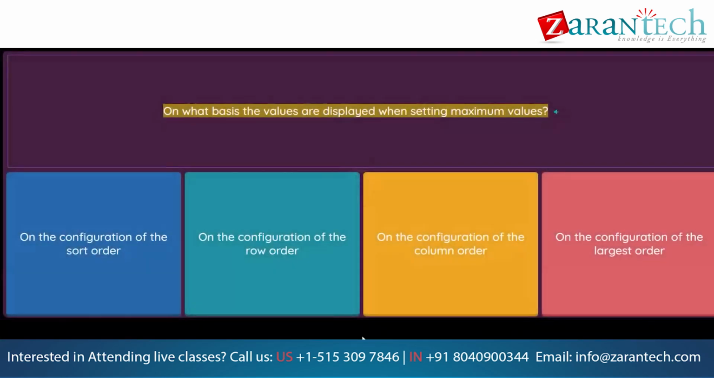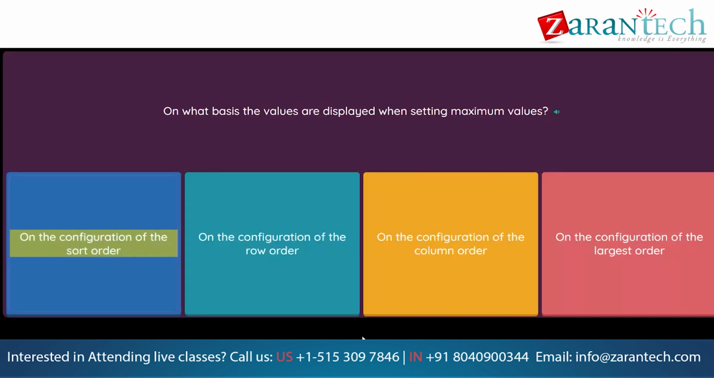Question: on what basis are the values displayed when setting maximum values? Option 1: on the configuration of the sort order. Option 2: on the configuration of the row order. Option 3: on the configuration of the column order. Option 4: on the configuration of the largest order.